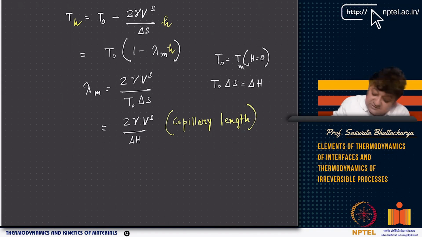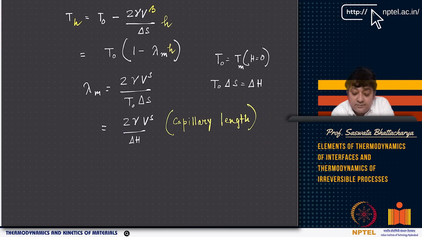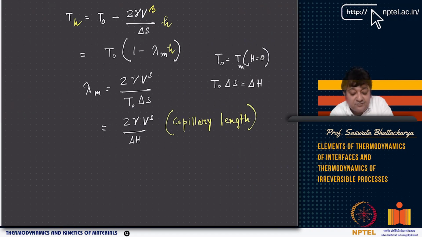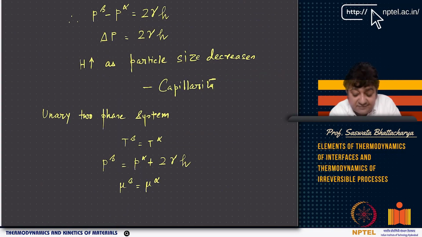So basically for TH here, you should not use S. This is basically the beta phase, minus 2 gamma V beta by delta S. Delta S is the change in entropy. Now that is basically why TH reduces, is what I am trying to say. You go through it again. I am going through it pretty fast. If you go through it slowly, then you will understand what I am trying to say.